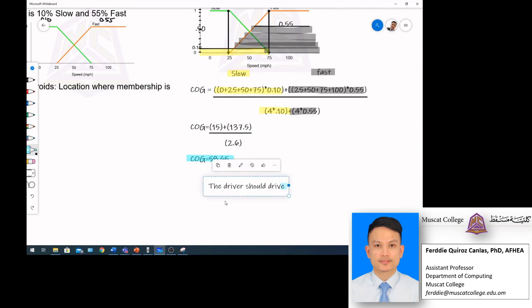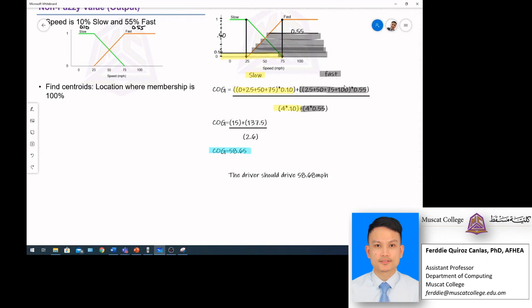But what we know is that the driver should drive how much? Based on this, the driver should drive around 58.65 miles per hour. This should be the speed. Okay, so we are now solved. After the computation, we could say that the driver could follow the speed limit. The speed limit would be 58.68 miles per hour. Based on this example, we were able to conclude that the driver should follow this strictly, 58.68 miles per hour, after considering both the values for slow and the values for fast.